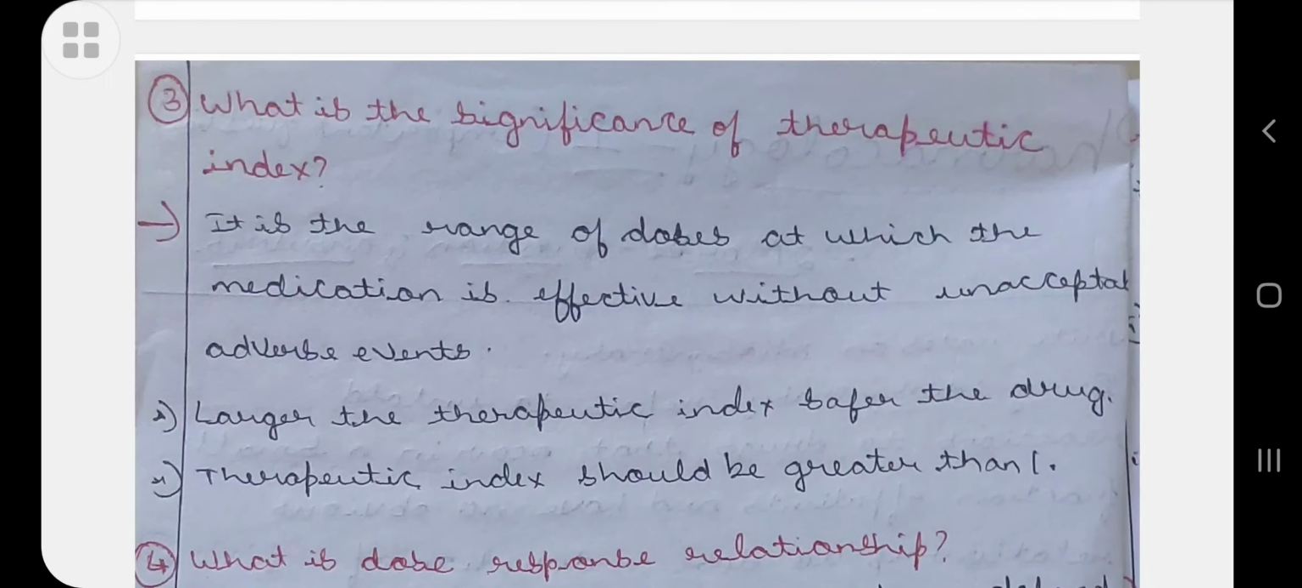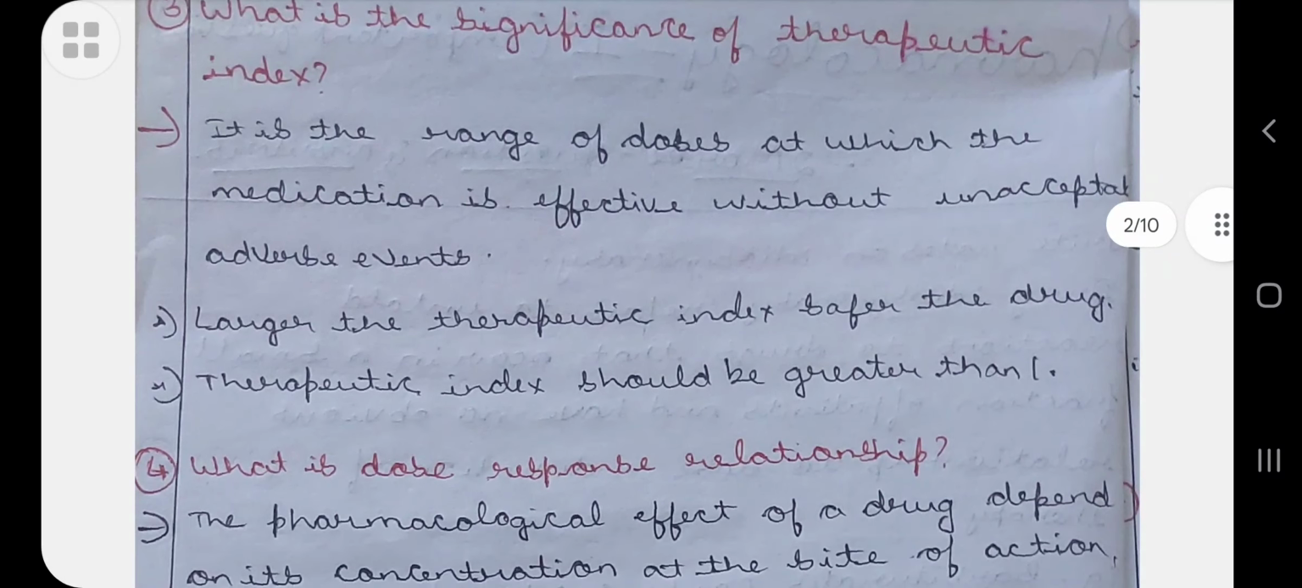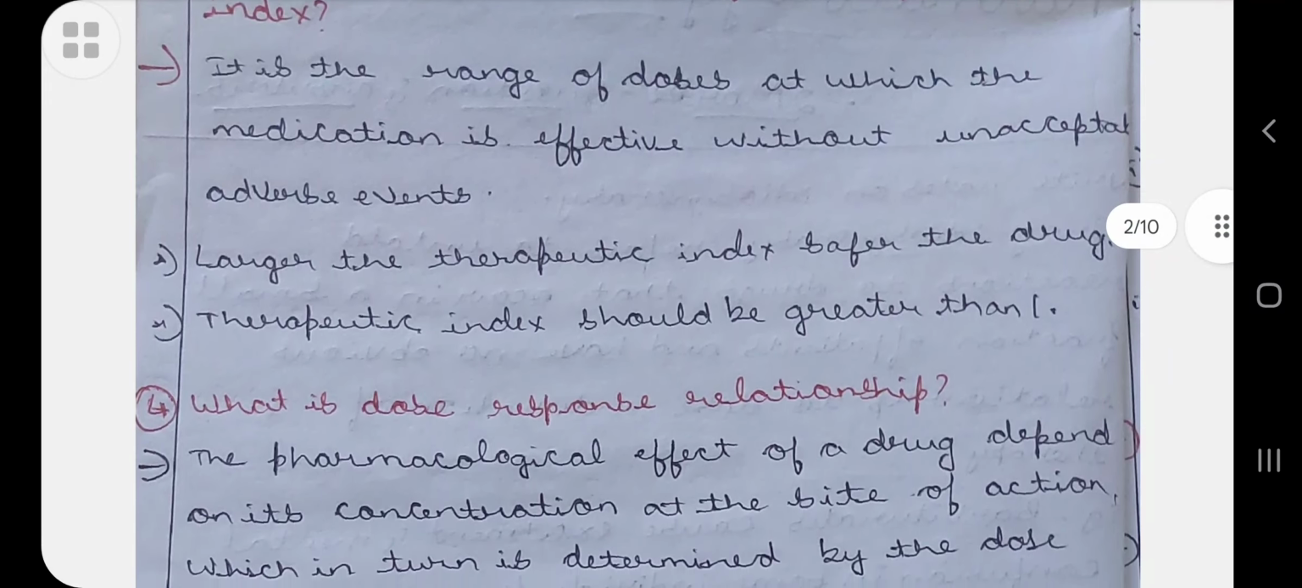Significance of the therapeutic index: it is a range of doses at which the medication is effective without unacceptable adverse effects. What is the range? The range at which the drug is effective is known as the therapeutic index. The larger the therapeutic index, the safer the dose. The therapeutic index should be greater than 1. If the therapeutic index is less than 1, then the drug is unable to be dispensed in the market.